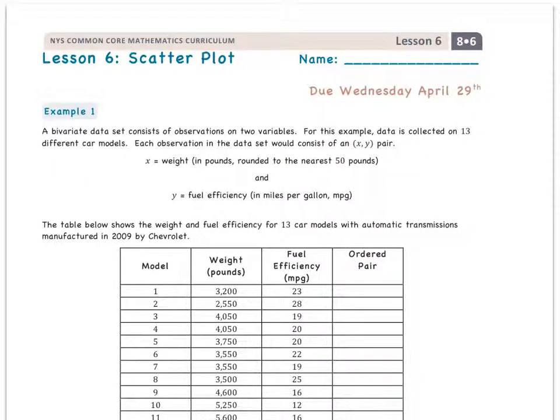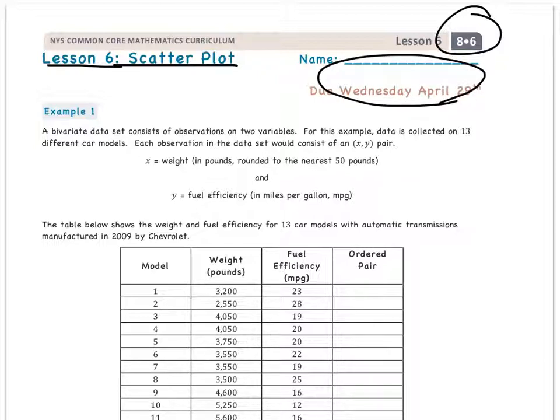Okay, so today we're going to resume our Module 6 that we were on, and we're going to start talking about Lesson 6. Our focus today is scatter plots. On Wednesday, we're going to actually do the classwork problems and the homework that goes along with it. So let's go ahead and start.